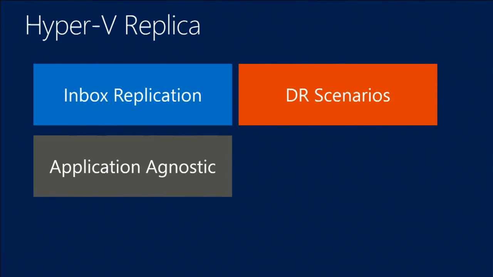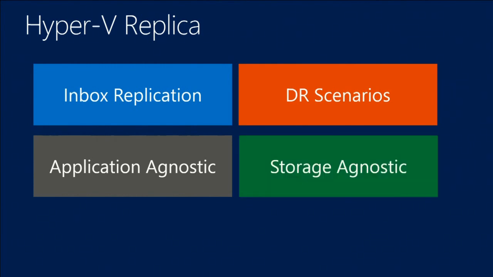The third concept is around application agnostic behavior. So as long as you can virtualize your workloads and put them in a VM, Hyper-V Replica can easily replicate those virtual machines across the site. It doesn't matter what's running inside the virtual machine as long as it can be virtualized. And the workload itself does not need to be aware that Hyper-V Replica is present and replicating the workloads.